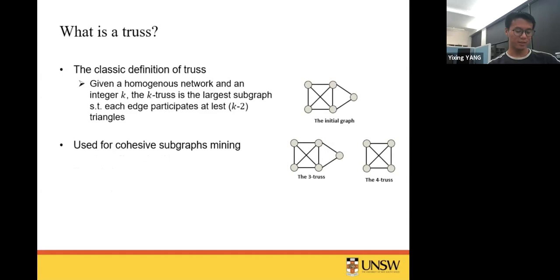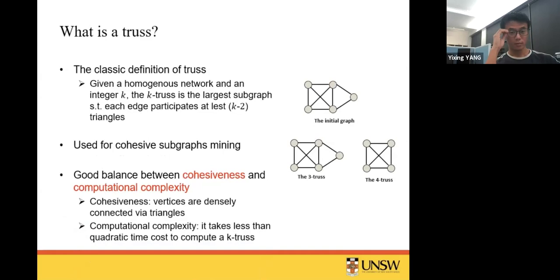So why do we focus on the truss model? There are many advantages of the truss model, but the biggest one is the good balance between cohesiveness and computational complexity. On the one hand, vertices are densely connected via triangles in a k-truss. On the other hand, it doesn't take too much time to compute a k-truss.